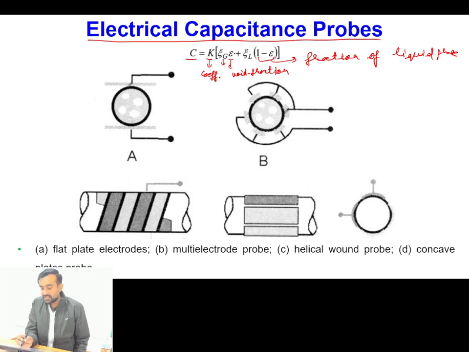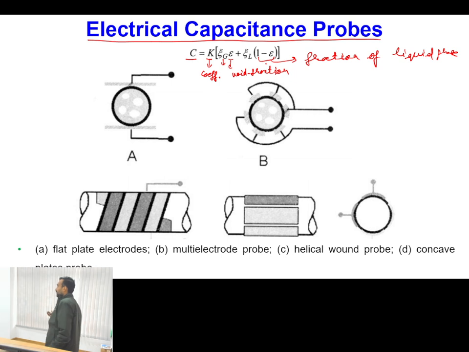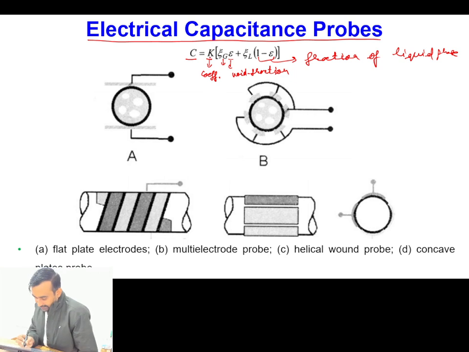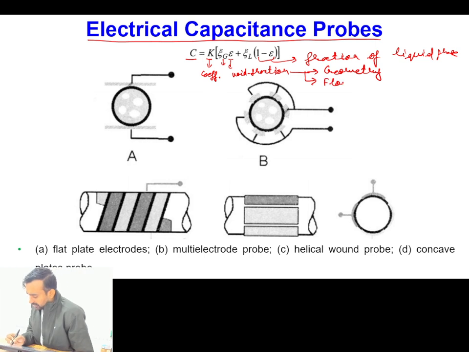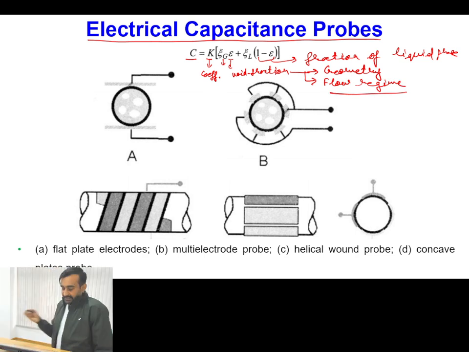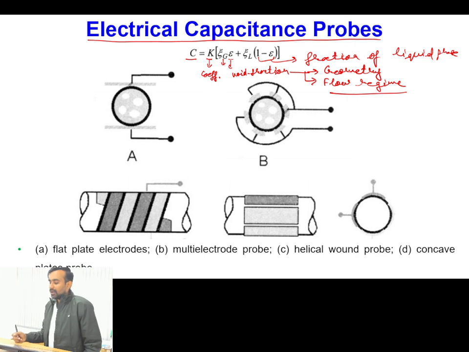Now in this equation you can see that when the value of epsilon, the void fraction, changes, then corresponding to that we have changes in the overall capacitance of the system. And this K, which is the coefficient of void fraction, is typically a function of the geometry, what kind of geometry for the electrodes we are using, and it is also a function of the flow regime in which we are operating. So based on this formula and the value of this coefficient, we can have different arrangements. One of the arrangements is the flat plate electrode.